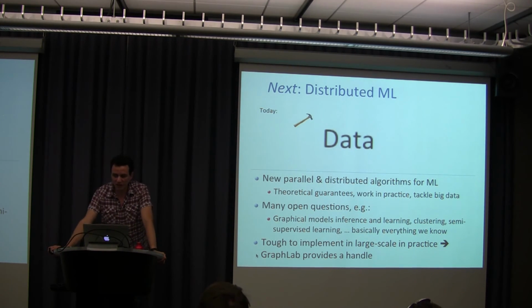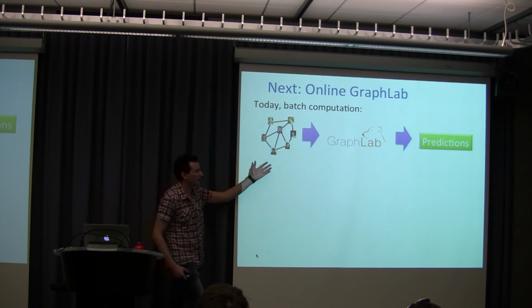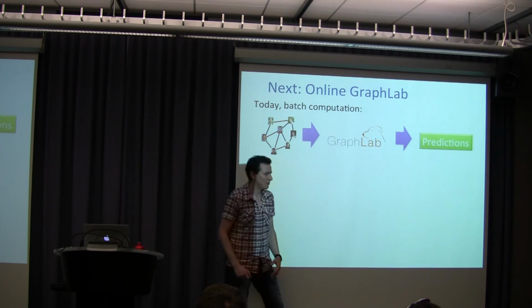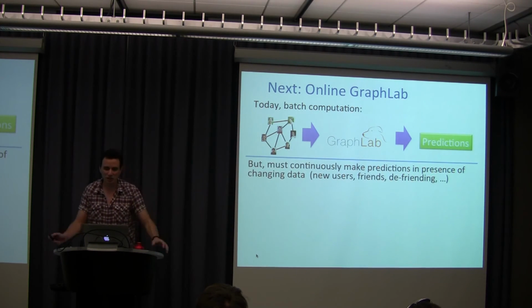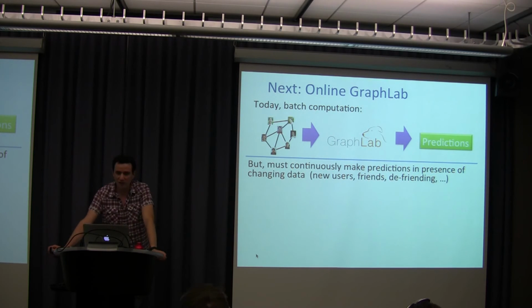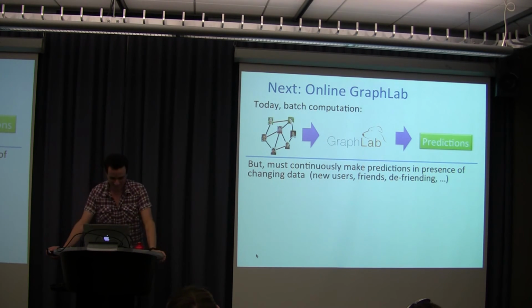Another question that I'm very excited about is the fact that GraphLab and other distributed systems today are basically for batch computation. You give it some data, you hand it to GraphLab, and you get some predictions. But that's not how the world works. Really, graphs are changing over time. So if you think about Facebook, new users are arriving, so nodes are being added. Friends are being made, so edges are being added. People are unfriending people. Thanks, Jeff.